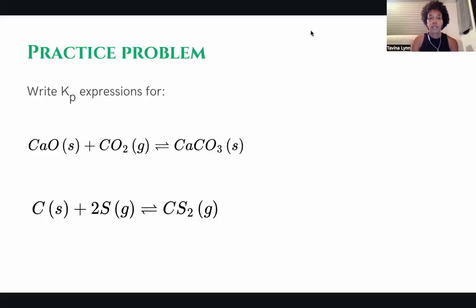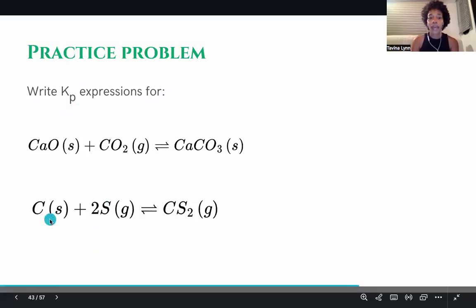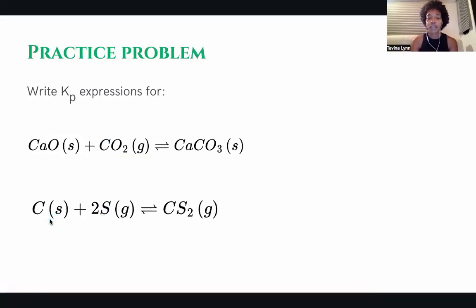All right, so let's look at a couple of practice problems related to our equilibrium constant K. So here are two examples where we want to write the equilibrium constant expression with respect to partial pressure, so K sub P, for both of these reactions. So pause this video and go ahead and attempt both of these.